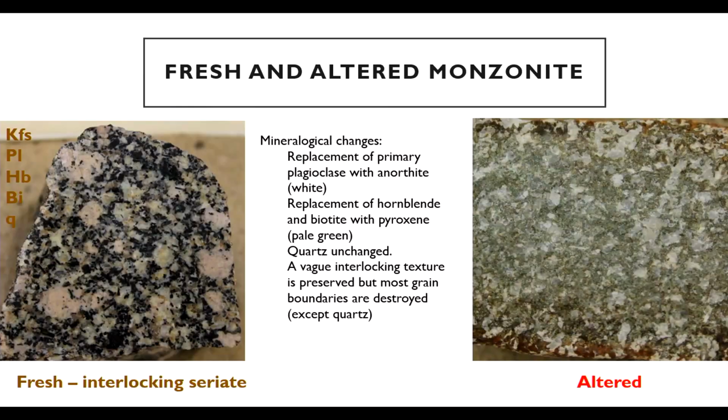Here's an example, and there's another example up front. A fresh monzonite versus an altered version. Clear difference in coloration. What kind of alteration type do you think that one is? We just discussed the propylitic, yeah. So it's gone a greenish colour. We're producing hornblende, going to some sort of chlorite. So that's a propylitic style of alteration.